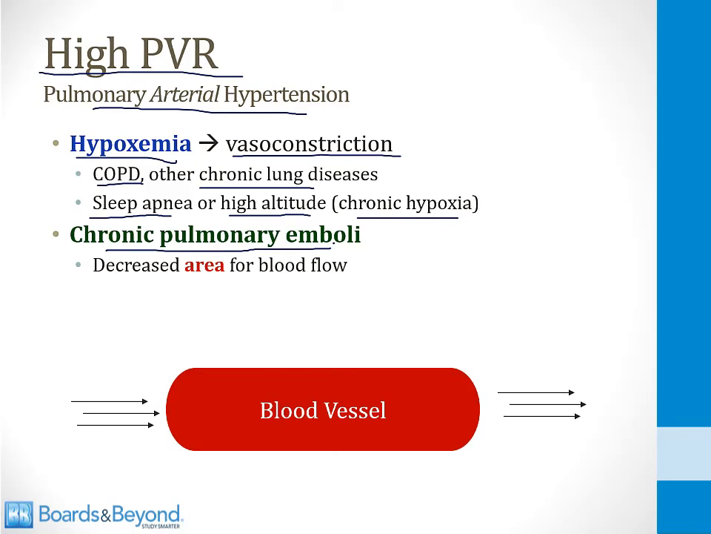Some patients with hypercoagulable states develop recurrent emboli to their lungs, and this shuts off blood flow to portions of the lung, and this leads to a decreased area for flow because portions of the lungs are not perfused with blood. And when you decrease the area for blood flow, you increase the pulmonary vascular resistance.